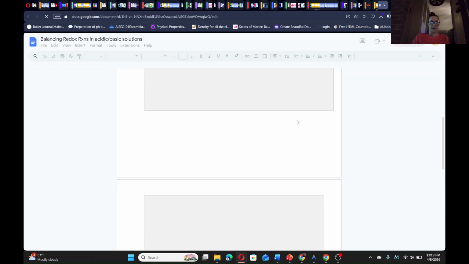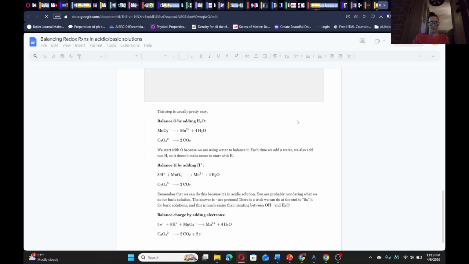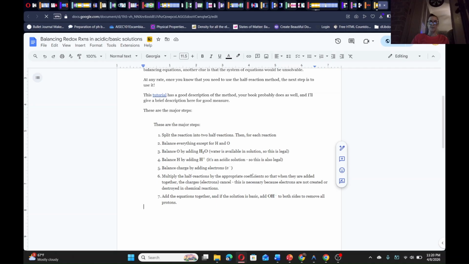An example of balancing a redox reaction. Like I said, the first step is identifying what's oxidized and reduced and splitting them into half reactions. Then you're going to balance each half reaction, everything except the hydrogens and oxygens. If you can't get the hydrogens and oxygens to balance, don't worry about it until the end. Then in order to get them to balance, you're going to either add water to balance the oxygens or hydrogen ions to balance the hydrogens. And you put the hydrogen ions there, so it's an acidic solution.